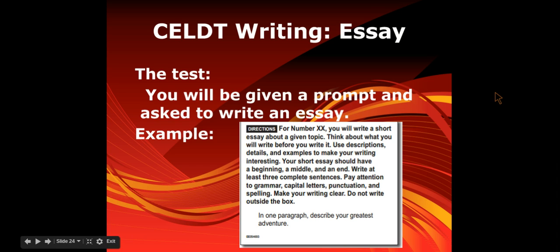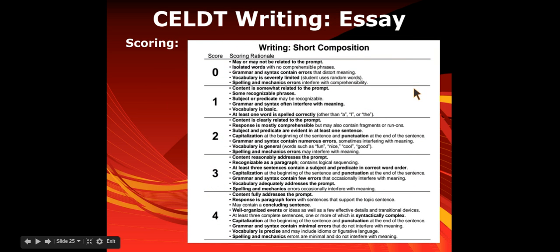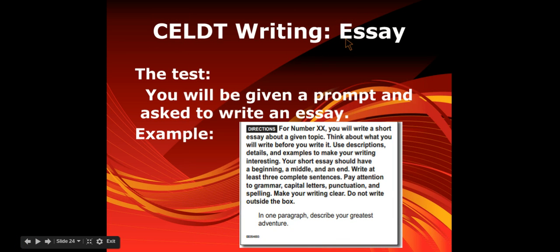Hey guys, another part of the CELDT writing is the essay. Okay, the essay. The essay is something that you should not be afraid of. Don't think of this as the massive essay that you're going to write in English class. Think of it as just a short composition.